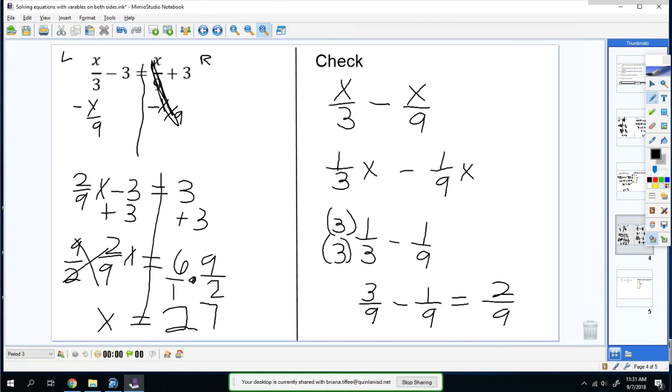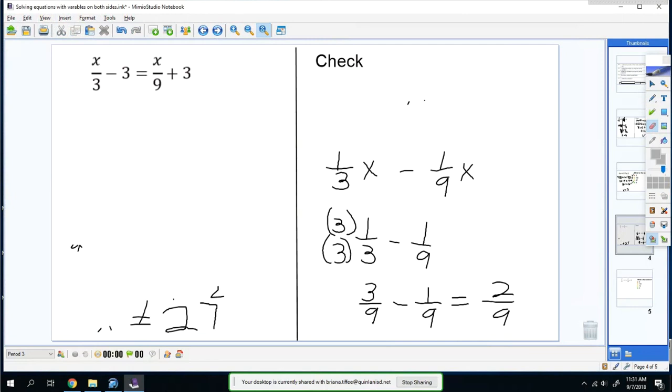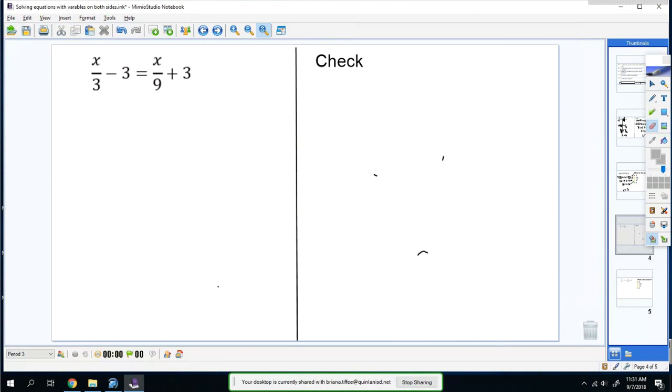Okay. So this probably will be the hardest part, you have to be able to subtract fractions. So I'm going to show you a different way to do this. And I know I didn't check my answer. I want to show you a different way. So we still have x divided by 3 minus 3 is equal to x divided by 9 plus 3.